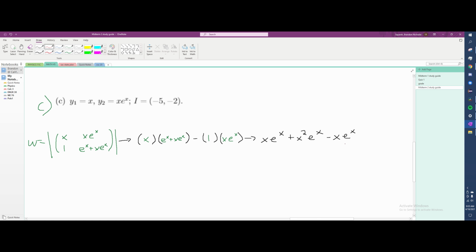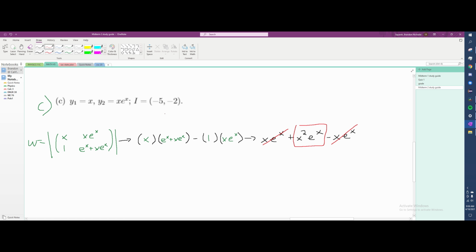So what we're going to do is cancel out this with this, and we're just left with x squared e to the x. Now our interval goes from -5 to -2. The only way for this to equal 0 is if x is 0.